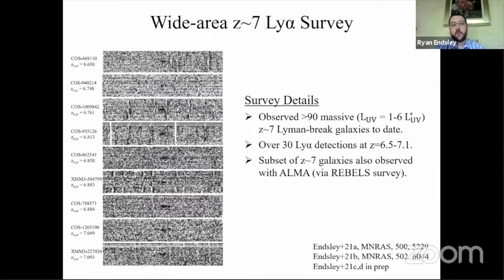So the first results from our Lyman-alpha campaign have been described in 2 papers already published earlier this year. I'll quickly go through those results and then move on to what's new. So here on the left, I just want to quickly show the subset of Lyman-alpha detections that we had from these initial results that were published earlier.